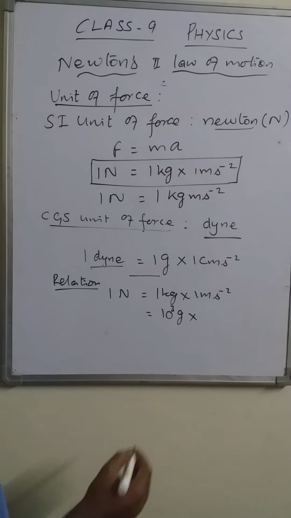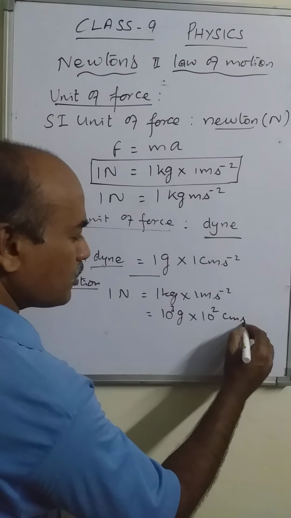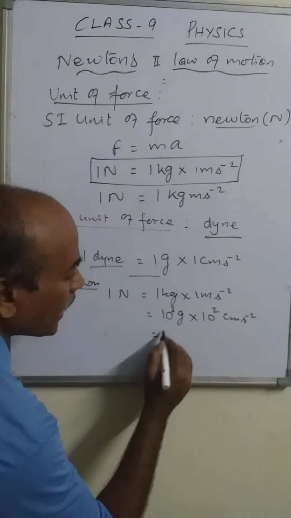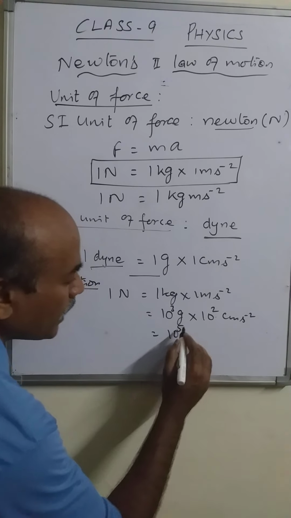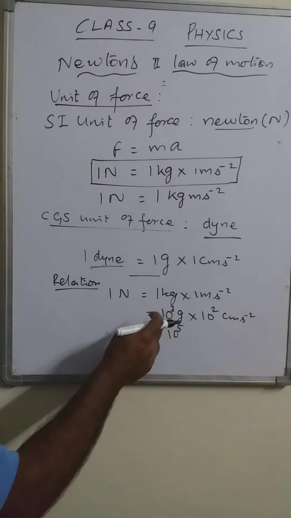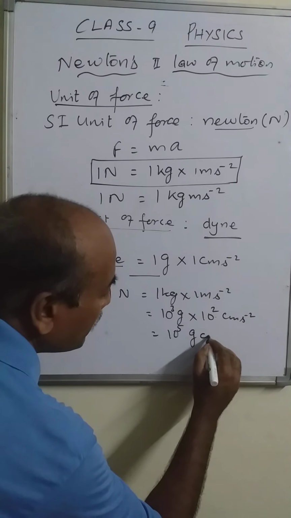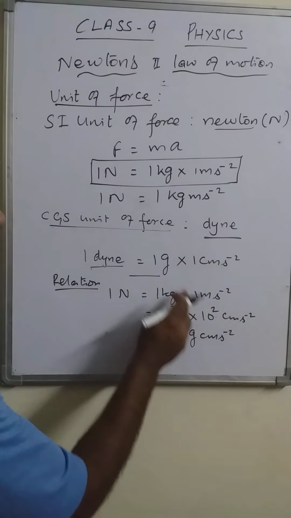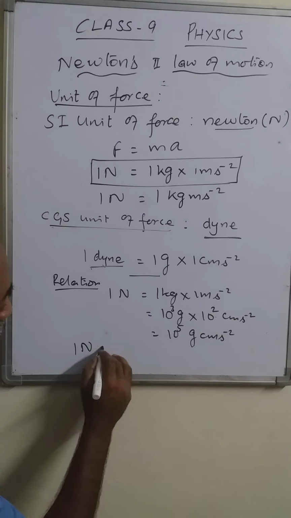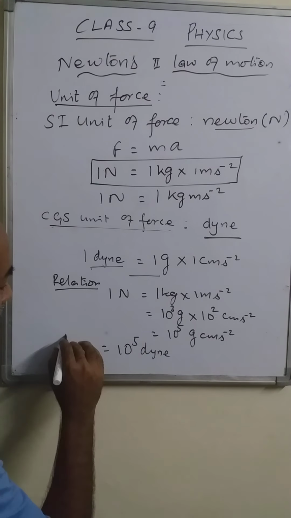Then 1 meter per second square is written as 10 power 2 centimeter per second square, because meter changes into centimeter, 10 power 2. Here we have 10 power 3 and 10 power 2, that is 10 power 5. You must know the exponents. In two different exponents, if the base is same, powers are added. So it is gram centimeter per second square, that is equal to dyne. So we can write 1 Newton force is equal to 10 power 5 dyne force.